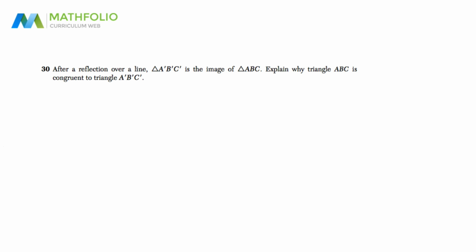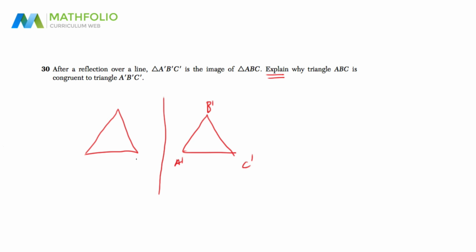Okay, question 30. Again, this is asking us to explain something here. It says, after a reflection over a line, so let this be the line, triangle A prime, B prime, C prime, so maybe this is the new triangle, A prime, B prime, C prime is the image of triangle ABC. If this is A prime, then this would have to be A, the closest points to the line of symmetry. This would have to be C, and this would have to be B.